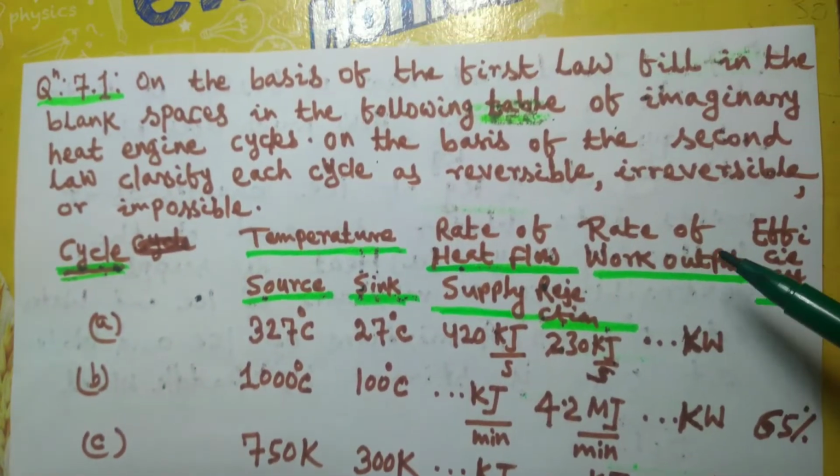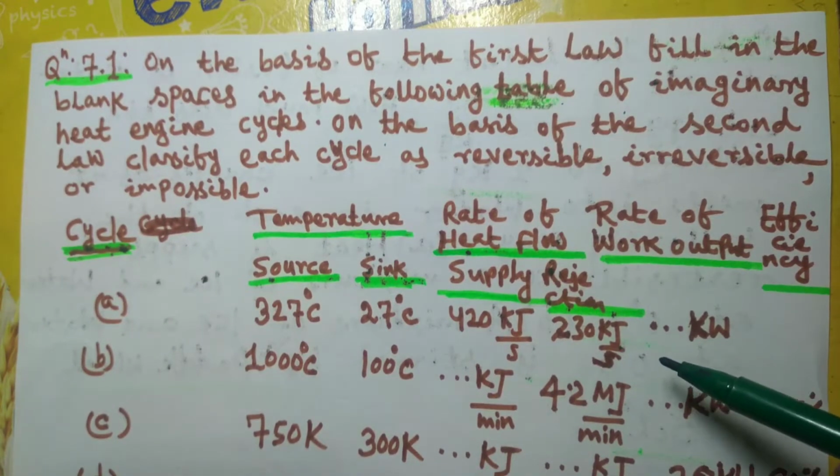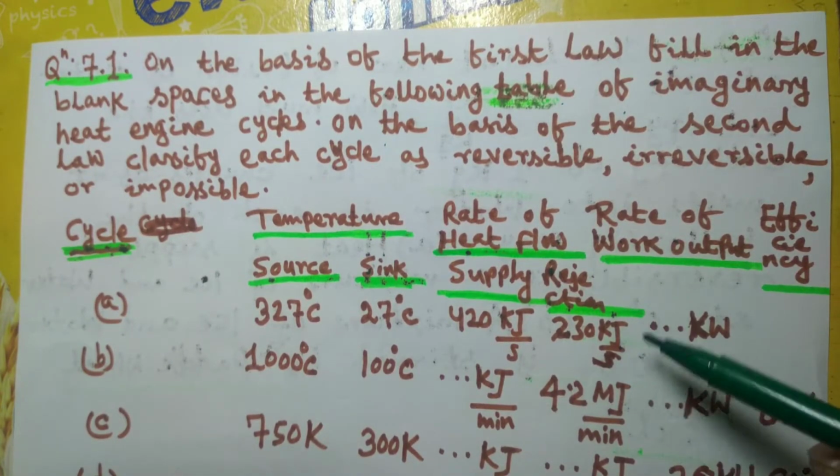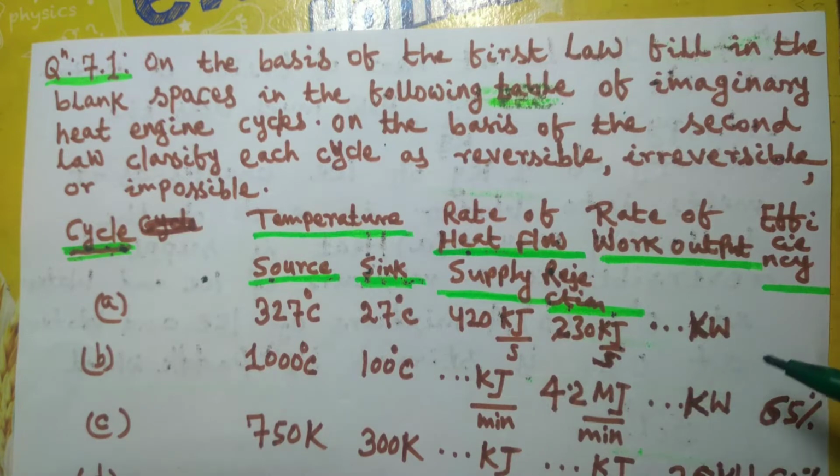So, on the basis of the first law, we can fill in the blanks given in this table, and on the basis of the second law, you can conclude whether the given heat engine cycle is reversible or irreversible, or it is not at all possible, or impossible.